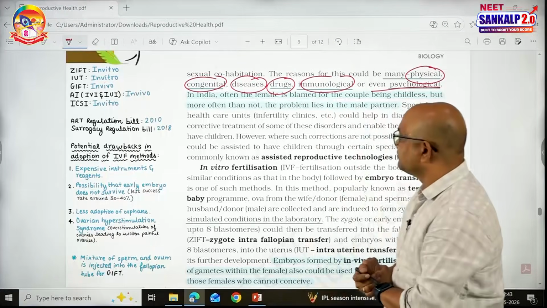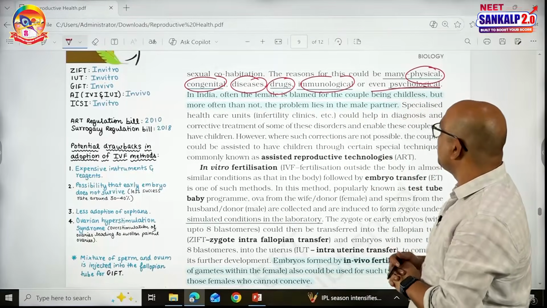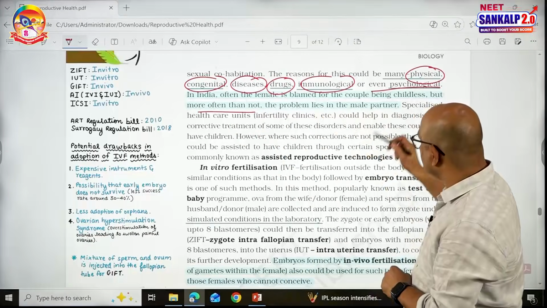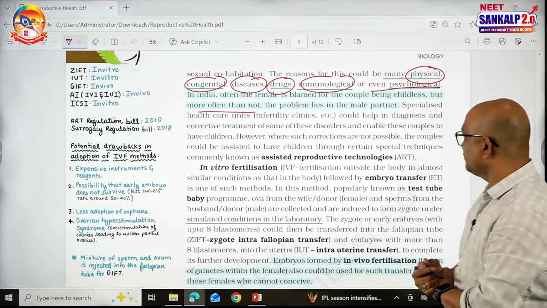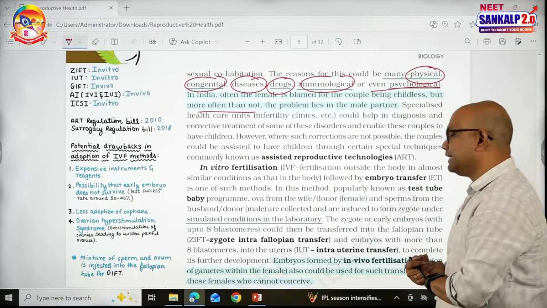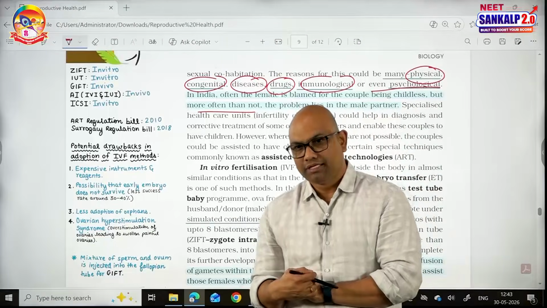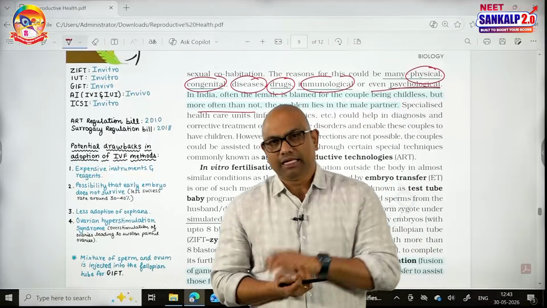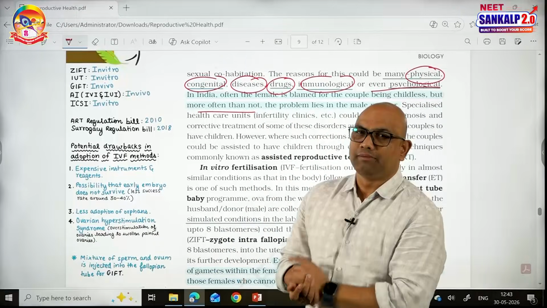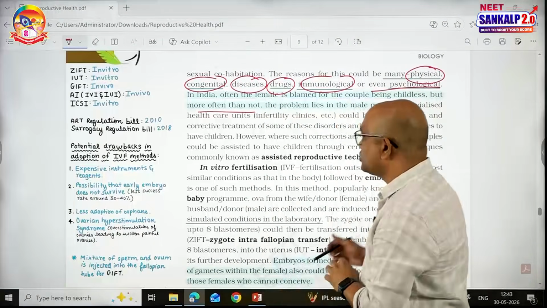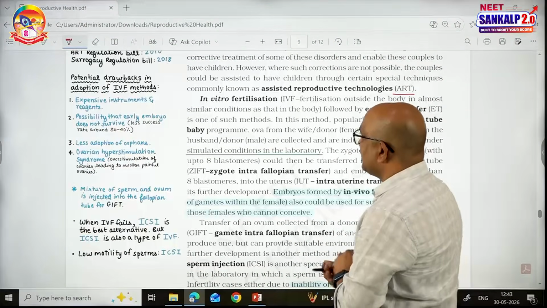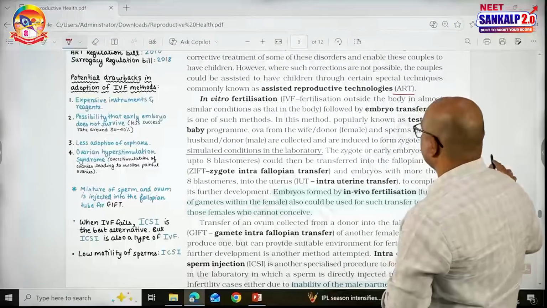In India, often the female is blamed for the couple being childless, but more often than not, the problem lies in the male partner. Specialized healthcare units like infertility clinics could help in diagnosis and treatment of these diseases. Initially, they will give the medication to treat the infertility. If it is not corrected by using the medication, then they will go for the advanced methods. One of the advanced methods is called ART, Assisted Reproductive Technology.